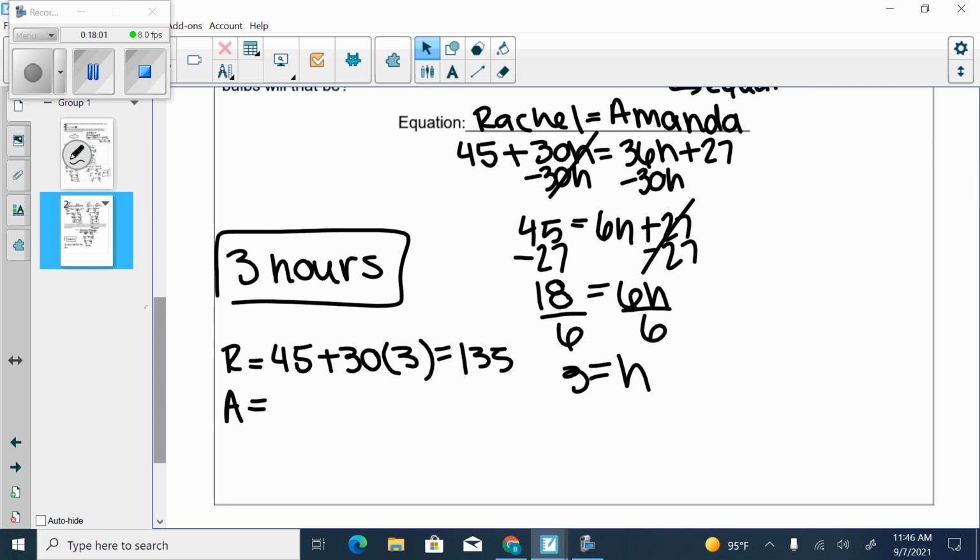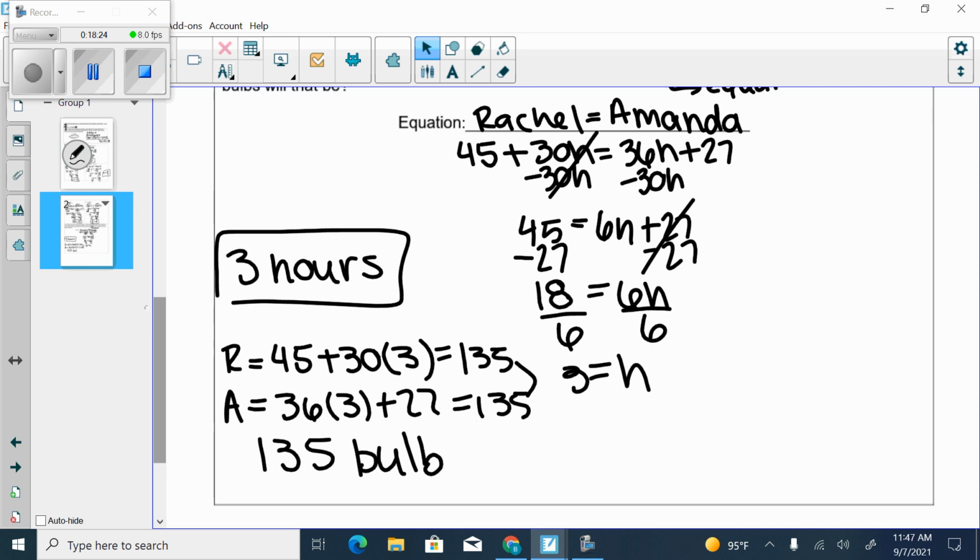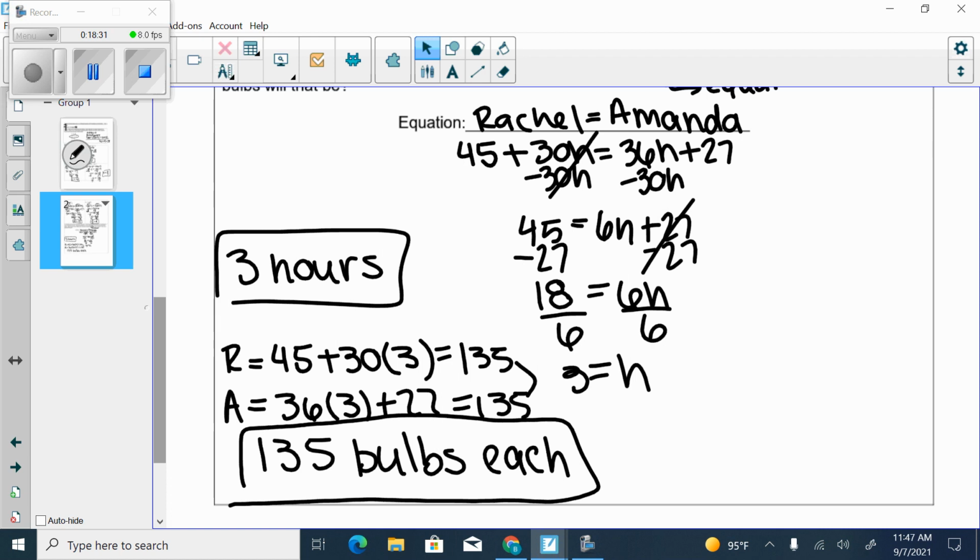You also could have plugged that in on Amanda's side. Okay, Amanda was 36 times 3 plus 27. Right, and what is 36 times 3? Okay, plus the 27 gives us, which makes sense, right? Because we said we wanted them to be the same, right? So at that point, they will have each planted 135 bulbs. So there's our second answer that they had asked us to find.